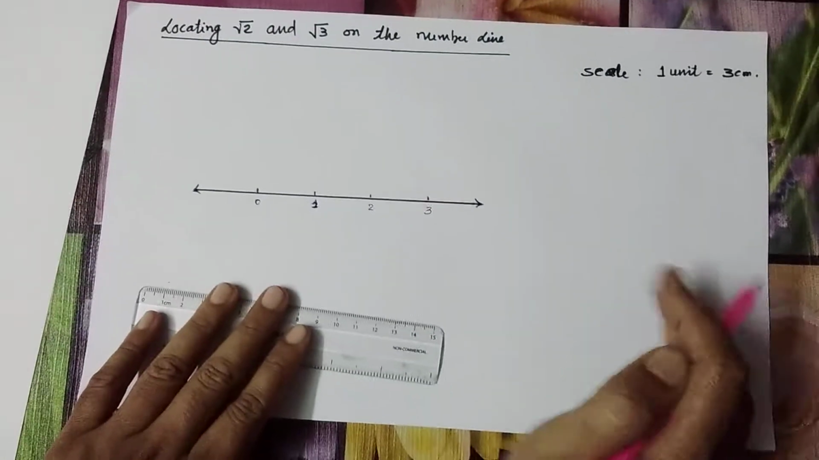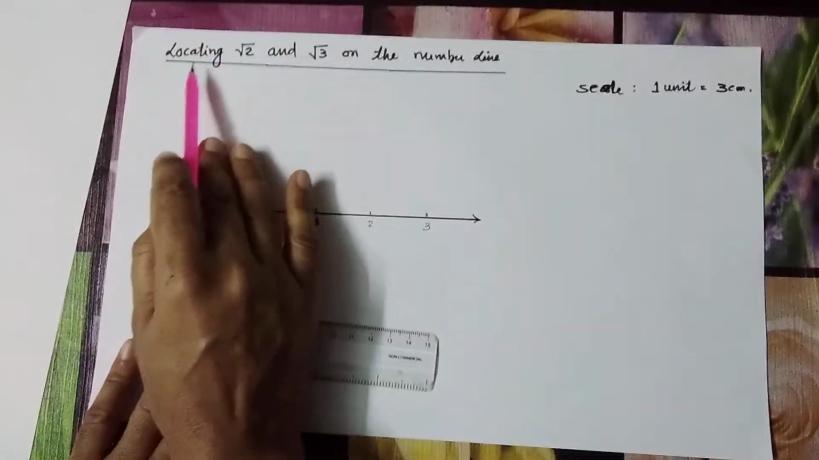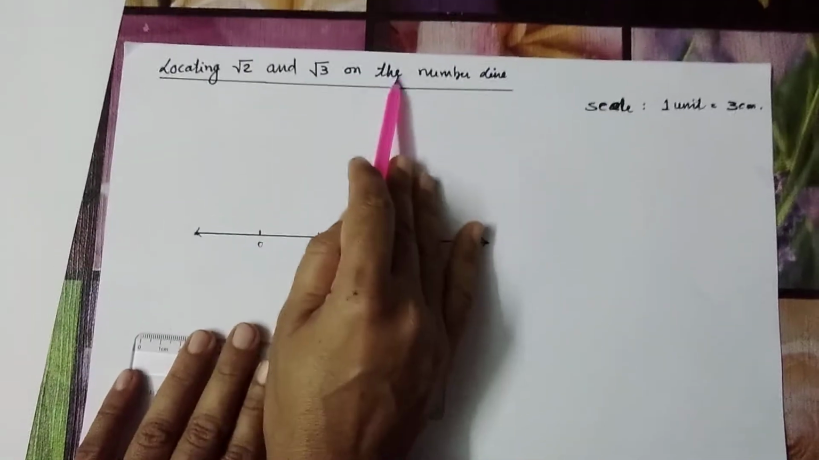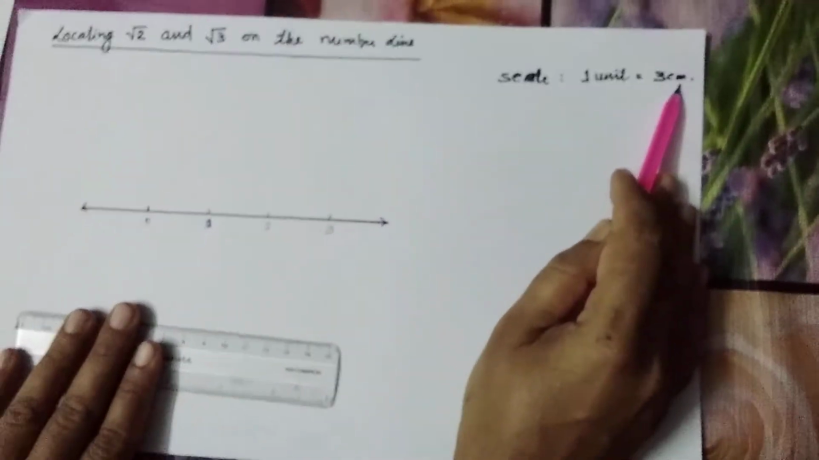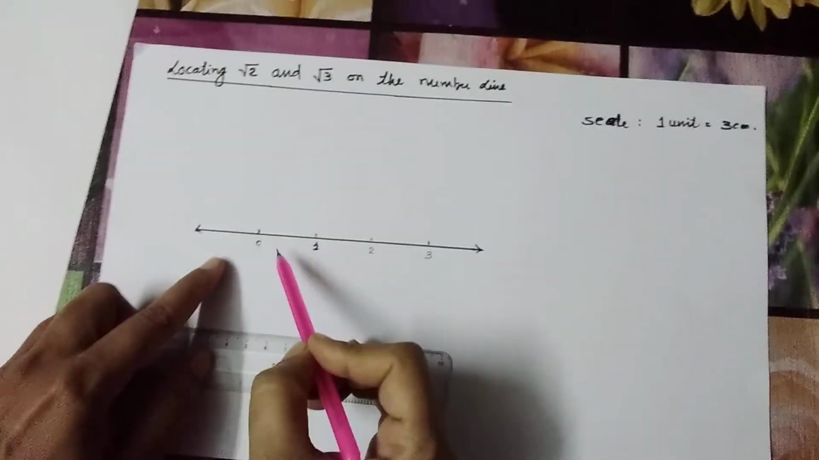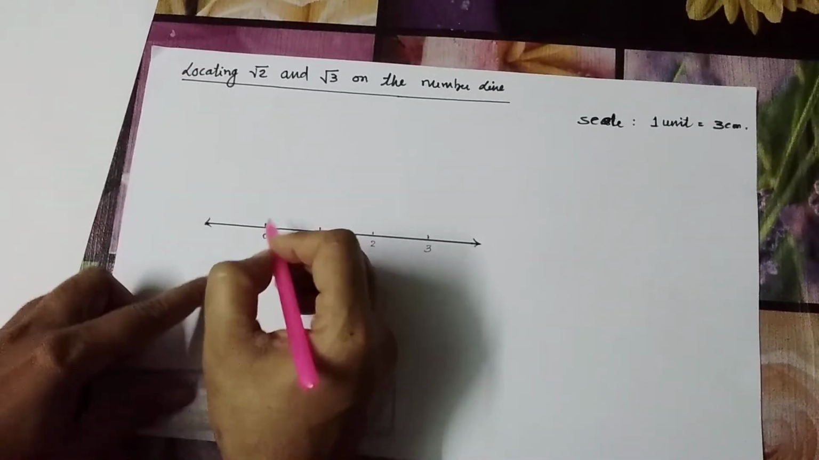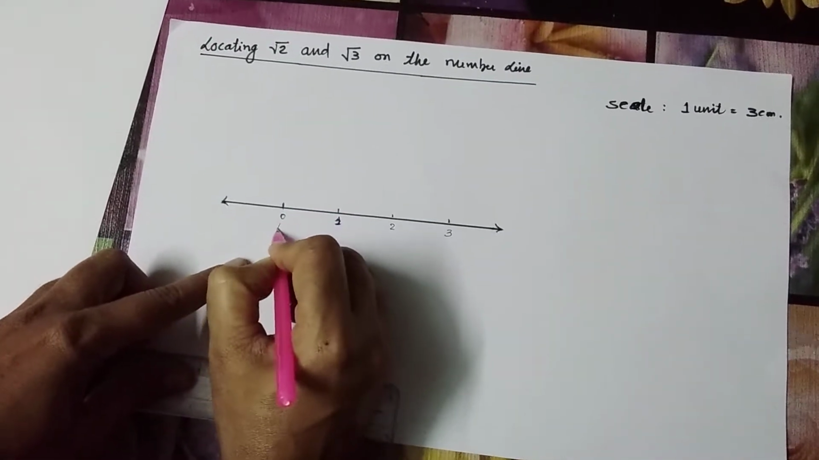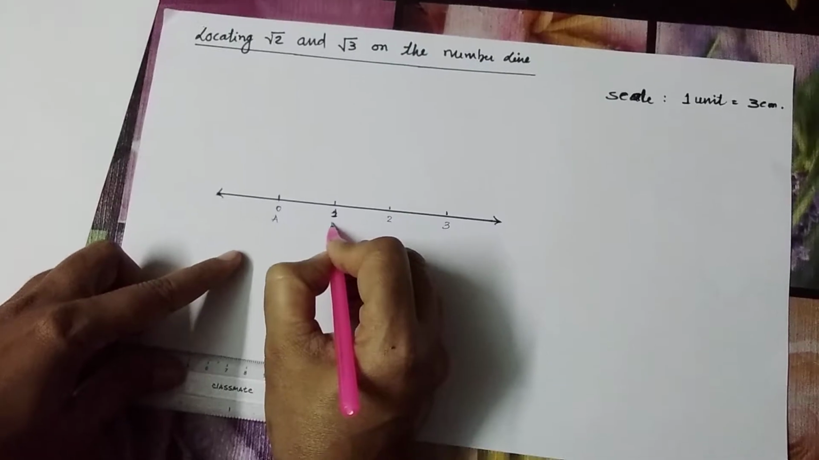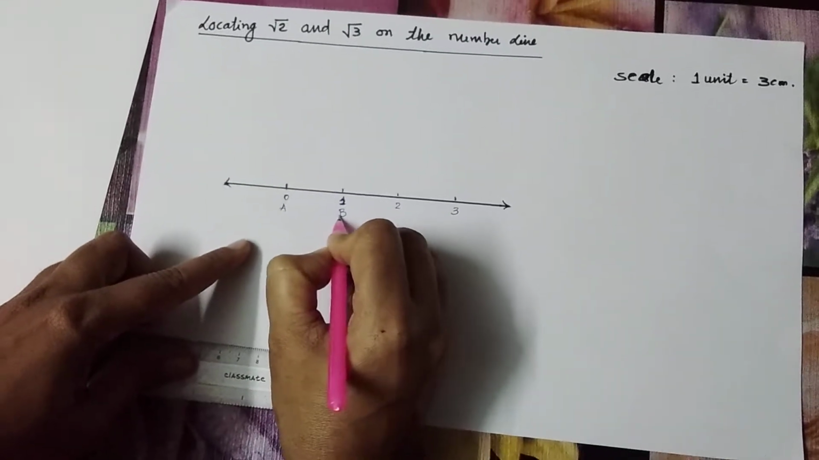Good morning, students. Today we are going to learn how to locate square root 2 and square root 3 on the number line. The scale which we are choosing is 1 unit is equal to 3 centimeter. So here is the number line on which I have chosen the scale on after every 3 centimeters. Let the point 0 be considered as point A and let the point 1 be considered as point B.